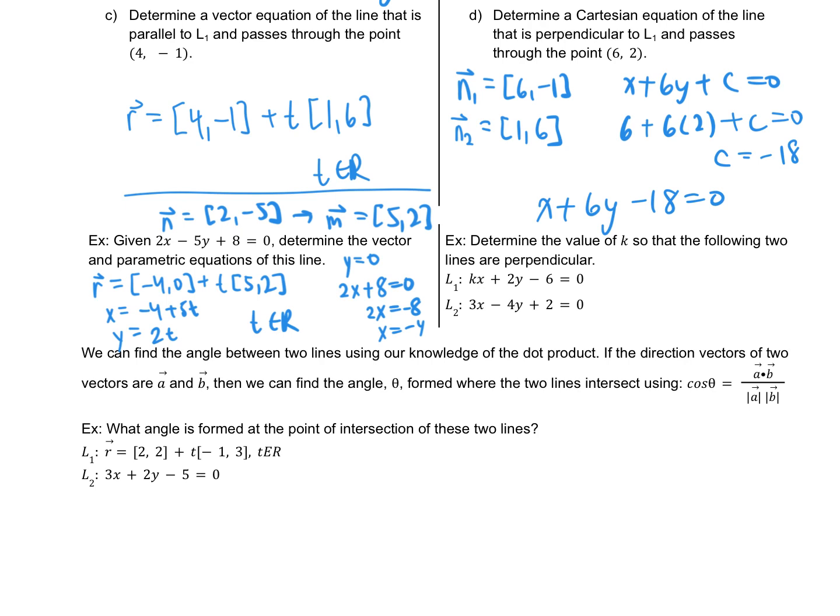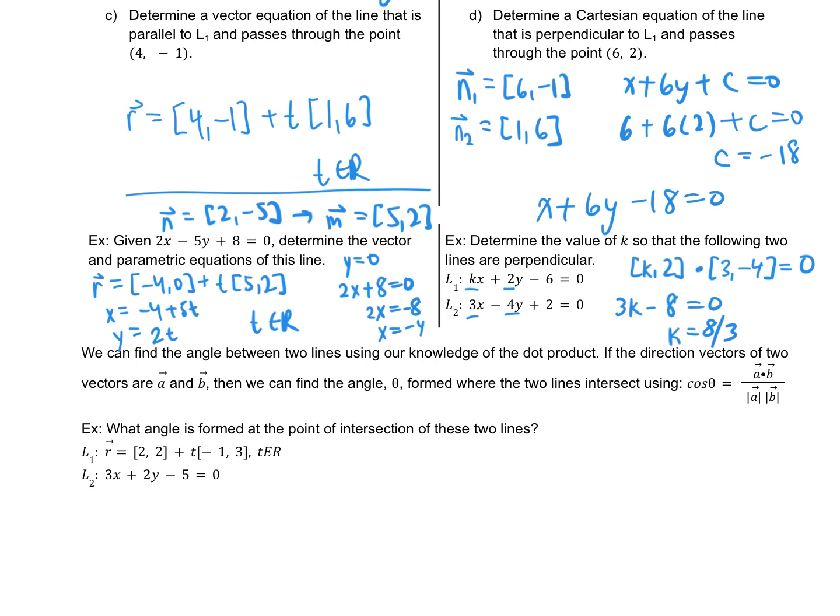Determine the value of k so that the following two lines are perpendicular. Well, if two lines are perpendicular, their direction vectors are perpendicular and their normals are perpendicular. And the normals are k, 2 and 3, -4. Now, what do we already know about perpendicular vectors? Their dot product is 0. So the dot product of these normals should be 0. So what is the dot product? 3 times k plus 2 times -4 equals 0. Isolate for k, and k is 8/3.